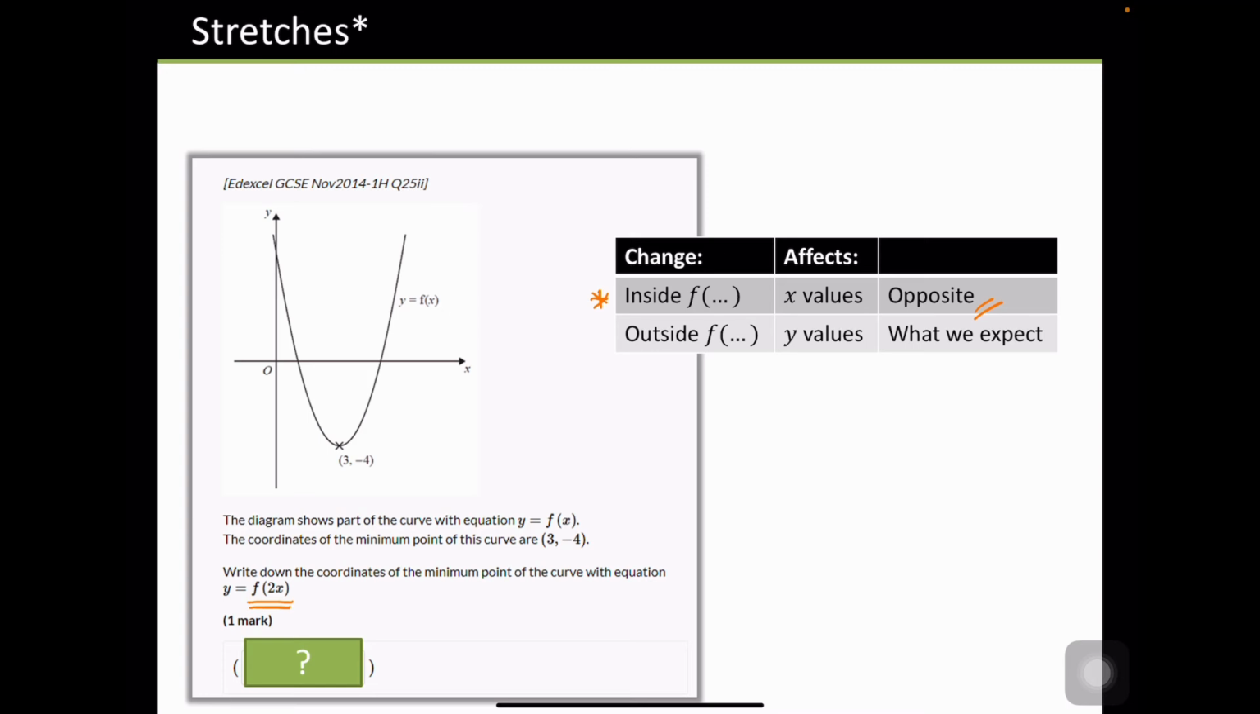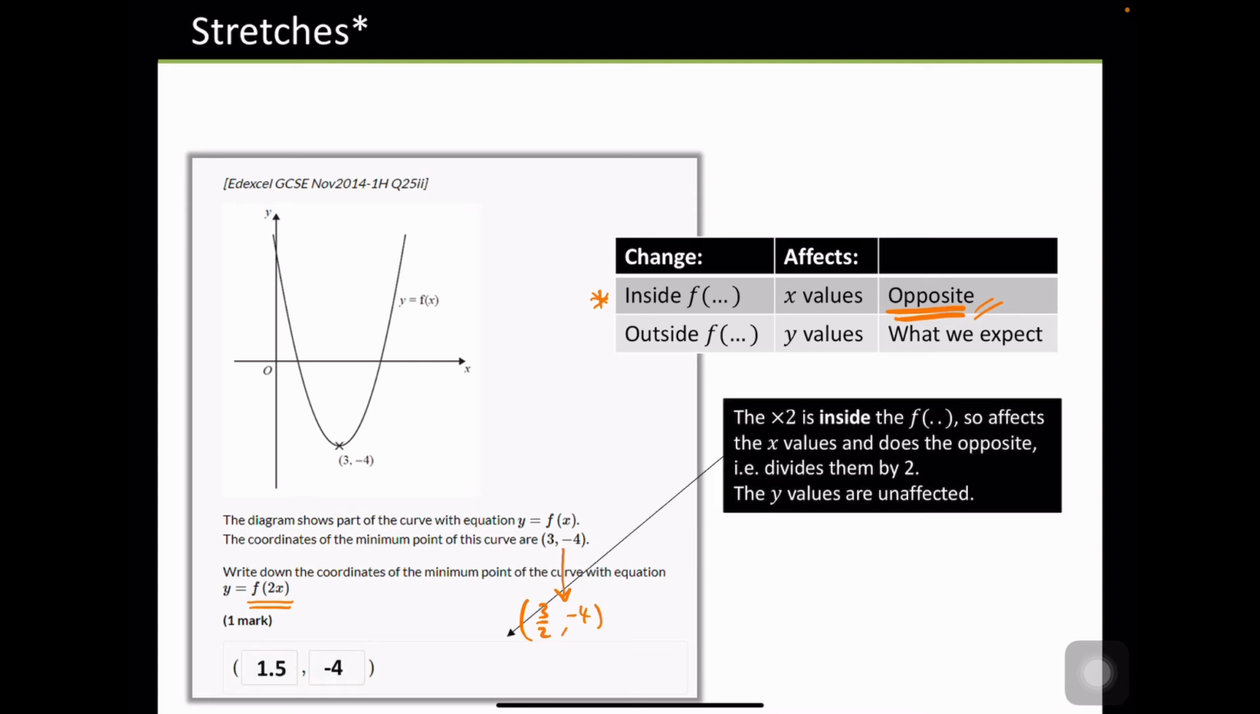Dividing by 2. So these coordinates become, as I said, the y value doesn't change. The x value, instead of multiplying by 2, we have to do the opposite, which is divide by 2. So 3 over 2 is our new x coordinate, which of course is 1.5. So 1.5, -4 is our new minimum point.